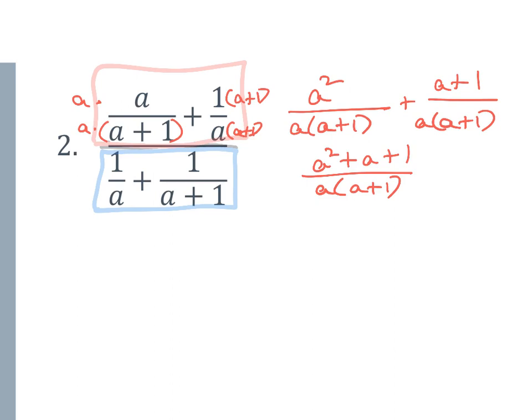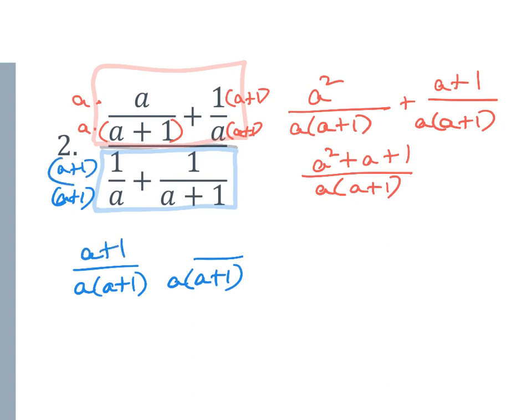It's the same denominator, coincidentally enough. It won't always be like this. It just happens to be a coincidence. So again, my common denominator here for both of them is the a times the a plus 1. The first fraction's missing the a plus 1.